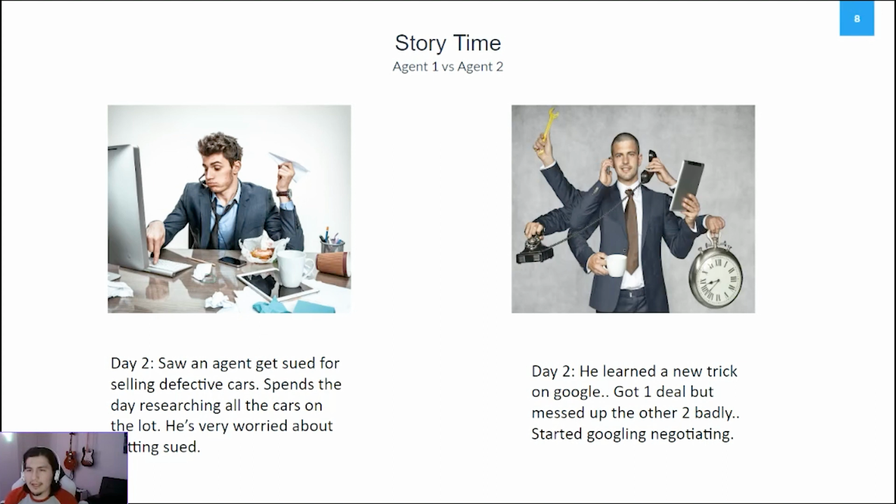Day 2, Agent number 1 saw that one of the other agents got sued for selling defective cars. And he spends the entire day researching all the cars on the lot because he's super worried about getting sued. Agent number 2 on day 2 learned the new trick on Google that he learned last night. He actually got a deal, but he messed up his other 2 opportunities very badly. And he started Googling, okay, if I negotiate better, maybe I won't make that same mistake.